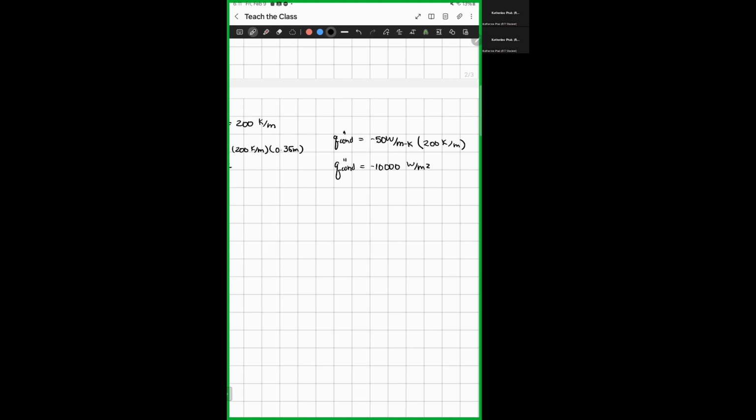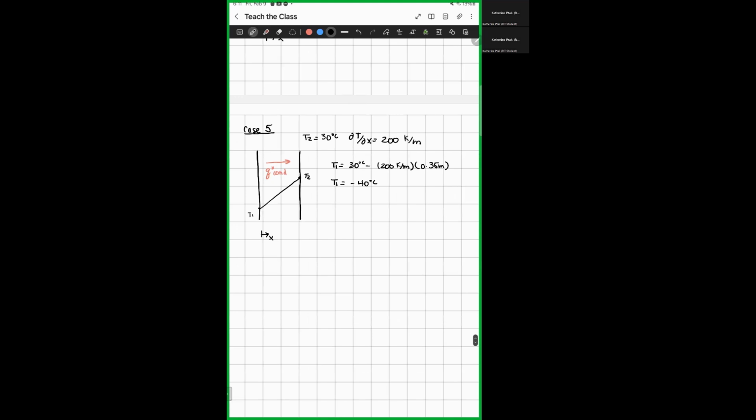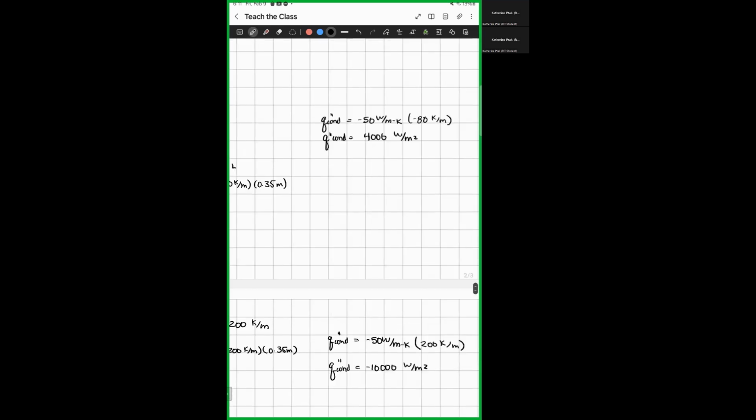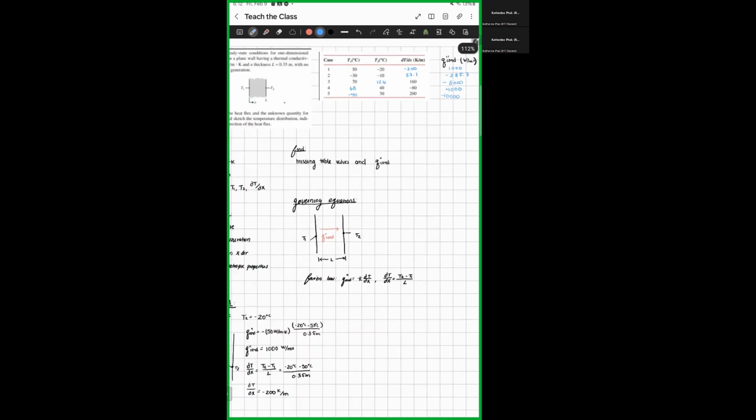watts per meter squared. And like we said before, we expected this to be negative because of how we drew our Q conduction in the positive x direction, but heat is being transferred from T2 to T1 because heat moves from hot to cold. And then we can just finish filling out our little chart up here. So we get negative 40 and negative 10,000. And so this is the finalized chart. Thank you so much.